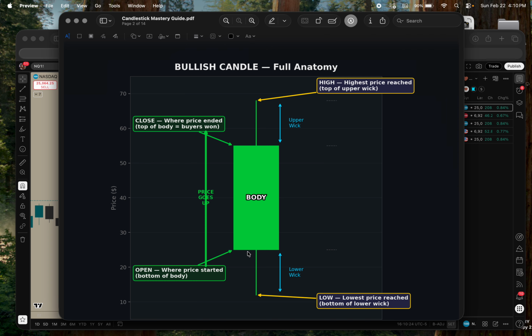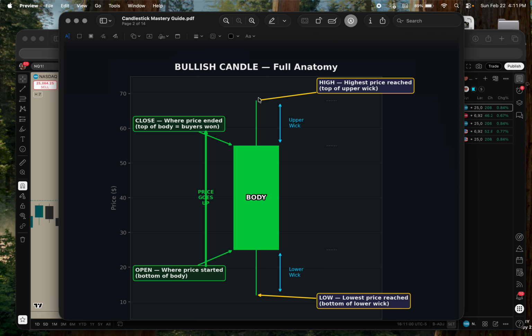So green candles that are bullish open at the bottom, close at the top. Open at the bottom, close at the top. That's important because bearish candles do the opposite. Both candles, bearish and bullish, or green and red candles, will have a wick at the top and a wick at the bottom. The wick at the bottom signifies that while this candle opened up, went up and closed here, prior to it closing here, during the time that it was printing, it got as low as here.